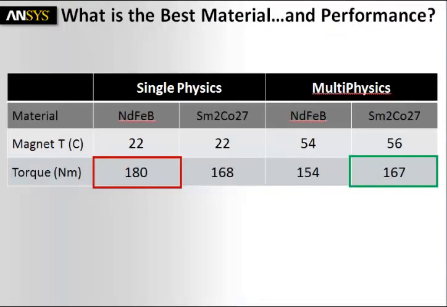So will there be any difference in the performance of those motors? And what a surprise when we compare single to multiphysics simulation. Look at the single physics simulation: the best performance is predicted with the NdFeB material. Whereas when we do the multiphysics simulation, where we look at the real temperature of the magnet, we see that the SmCo27 material is actually giving the best performance. Pretty impressive to see how important multiphysics simulations are.